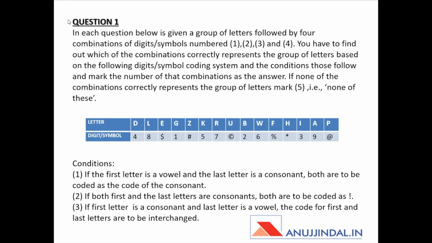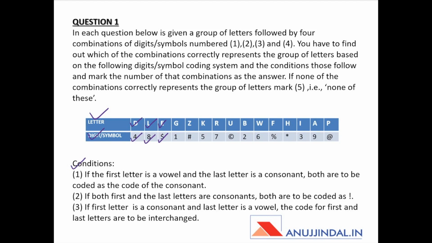So here we are given a few letters and digits or symbols for those letters are given. Like for example, for D we have to use the code 4, for L we have to use the code 8, for E we have to use the code that is $ sign. And likewise for G, Z, K, R and others, the codes or digits or symbols are given. Also we are given a few conditions. Let's see what are these.